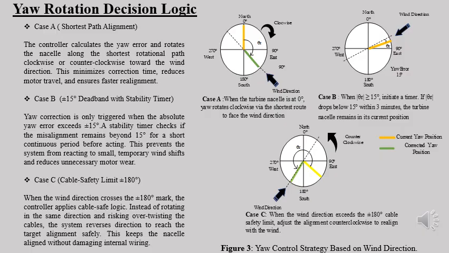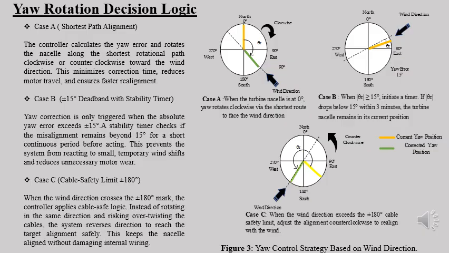This slide explains how the system decides the direction and method of yaw rotation under different conditions. The first case is shortest path alignment. Here the controller calculates the yaw error and rotates the nacelle along the shorter rotational path, whether clockwise or counterclockwise, towards the wind direction. This approach minimizes motor travel, reduces alignment time, and ensures fast corrections.